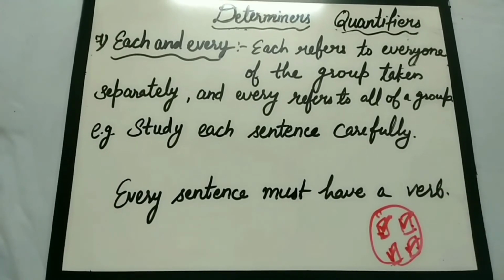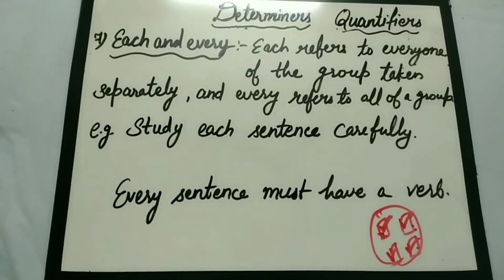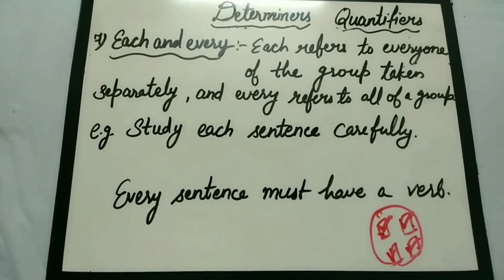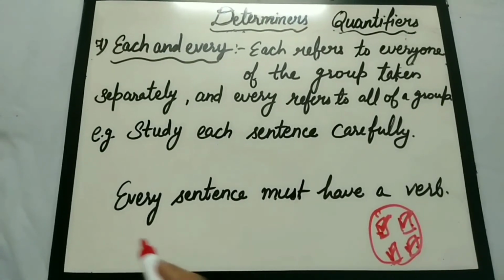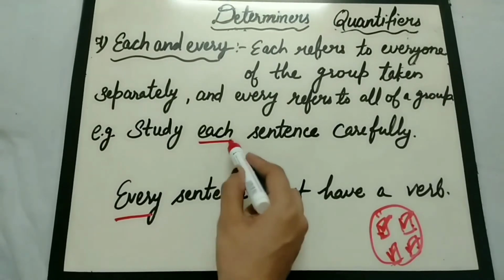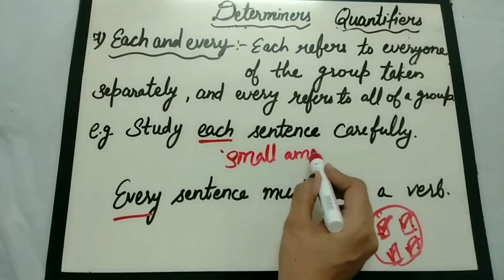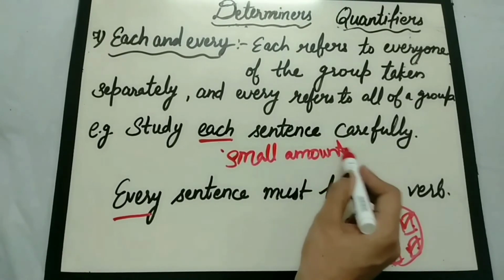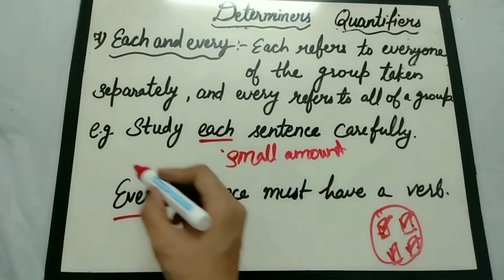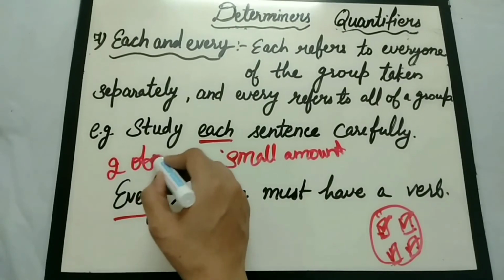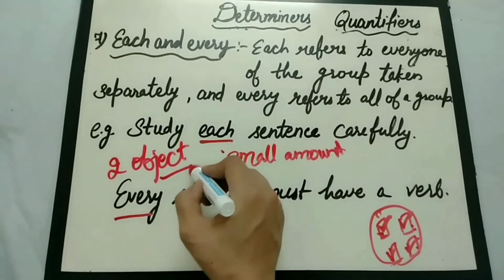So this means all the books. Every book represents all the books. About each and every, we understood that each is used when we talk about a small amount or small number of something. Usually it is used when we have 2 objects. Each is used when we have 2 objects.